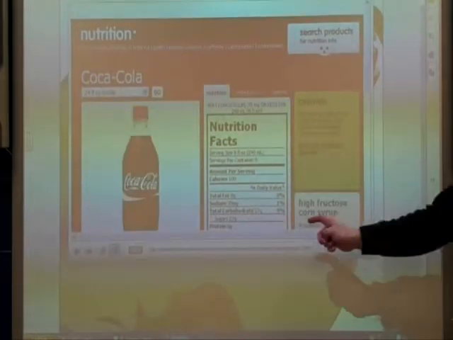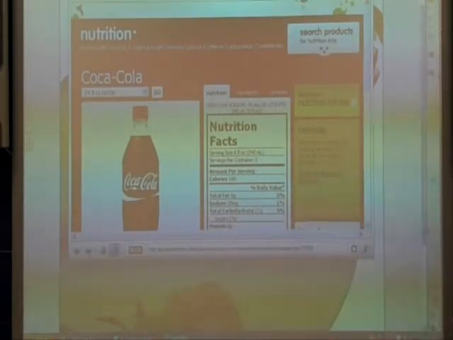We already noticed that there's no protein in soda.